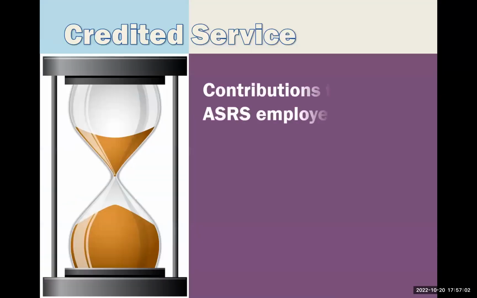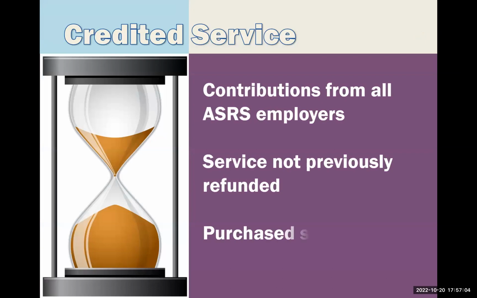In the next several slides, we're going to be featuring each of these components so you can understand them better. All right, so the first part of the formula is credited service, and that's earned in different ways. The most common way to earn service is through the retirement contributions that are withheld from your paycheck. When ASRS receives at least 1 contribution in a month, you are credited with 1 month of service.